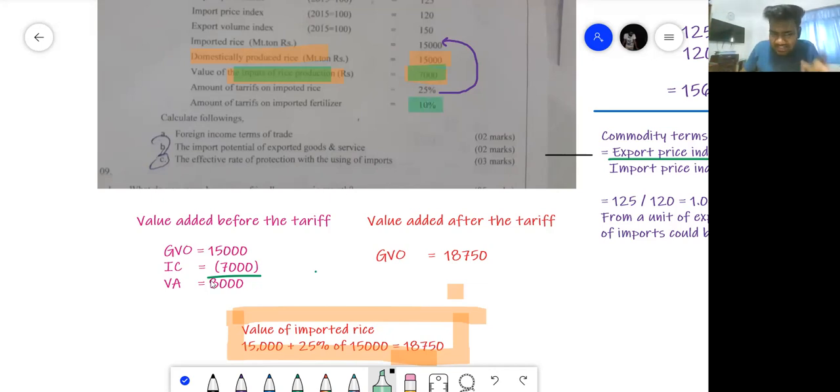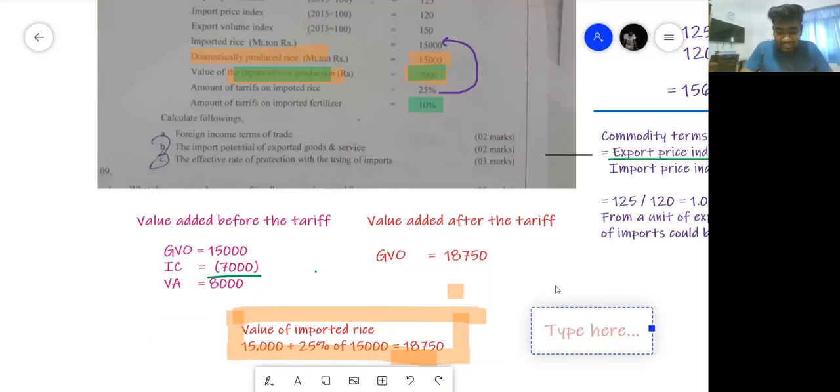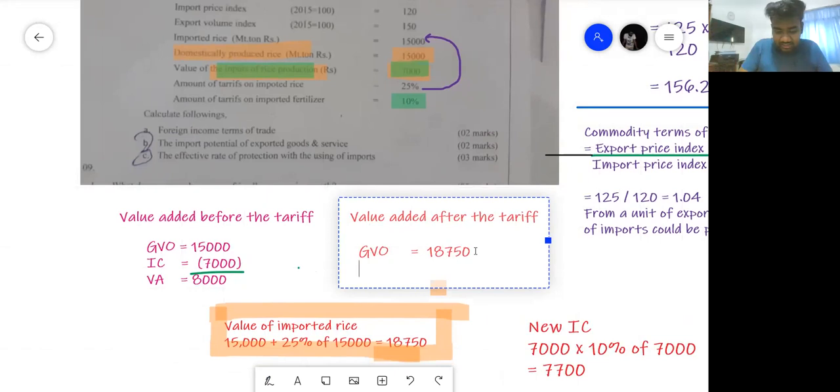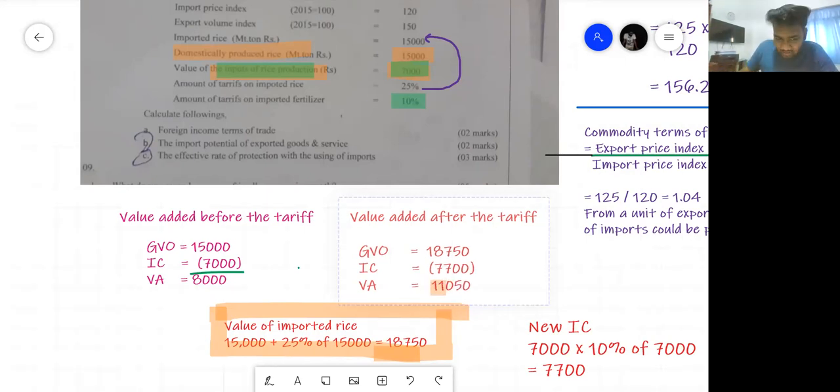So if that is the case, guys, how much is his intermediate consumption? His new cost, new IC, new intermediate consumption is 7,000 plus a 10% tariff, no? Government is charging 10% of 7,000. So how much is the total amount? 7,700. So then your intermediate consumption becomes how much, guys? Your IC becomes 7,700. So if that is the case, guys, can you all do the maths and tell me how much is the value added after? So this is VA1, guys, value added after, value added before is V0. Okay, so number, guys, 18,750 minus 7,700. 750 minus 700 is 50. Okay, 11,050.